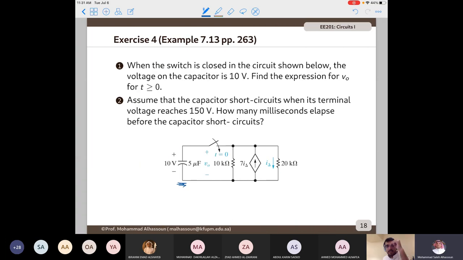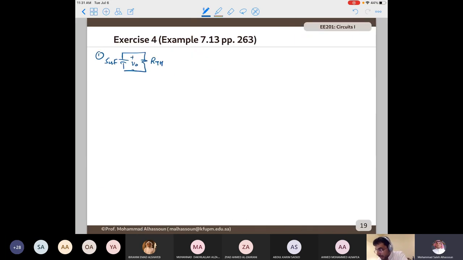So you may ask yourself now, how to find the Thevenin resistance? I believe at this stage we know multiple approaches of finding Thevenin resistance. In this case, probably the easiest one is to apply a test source. So let's apply a test current source.